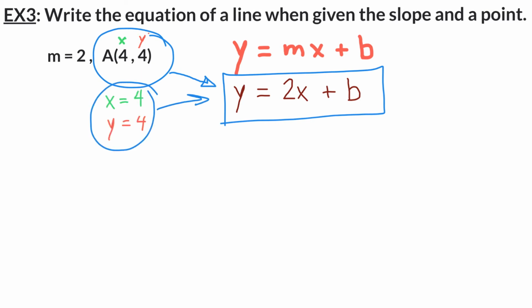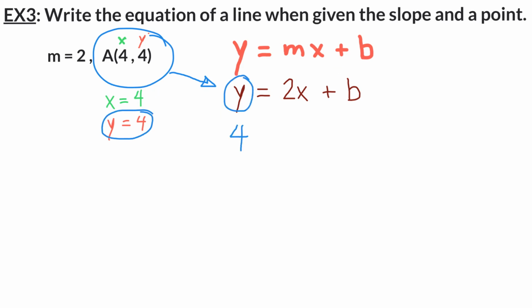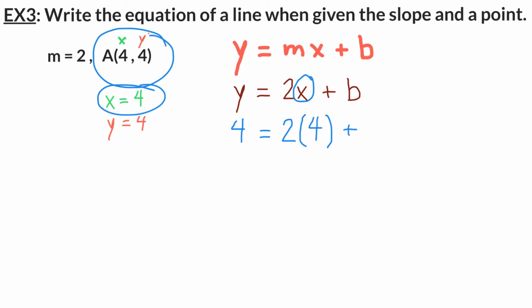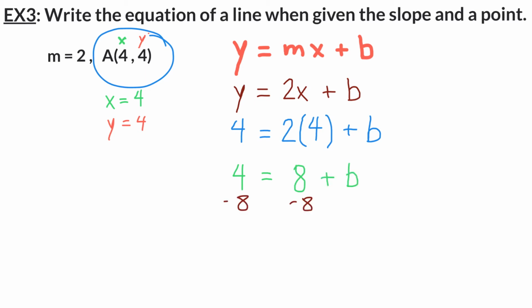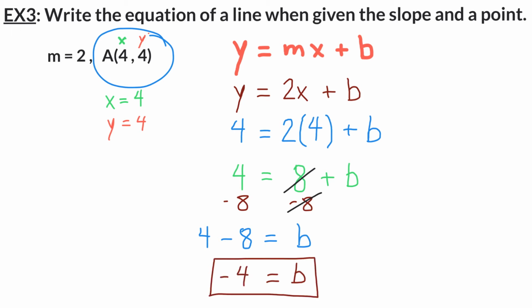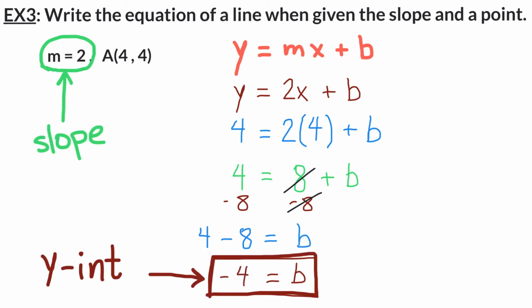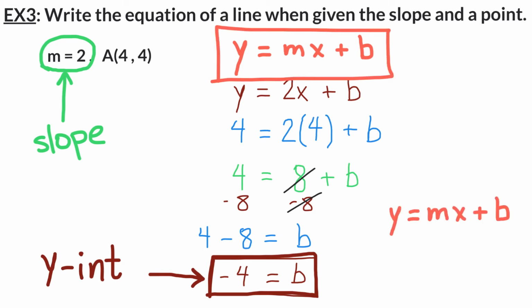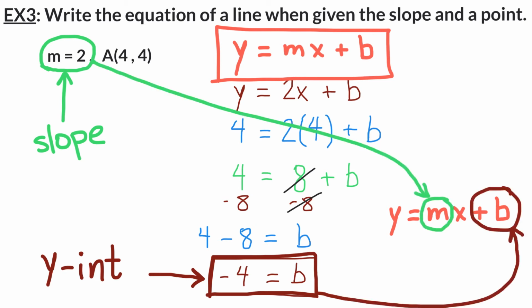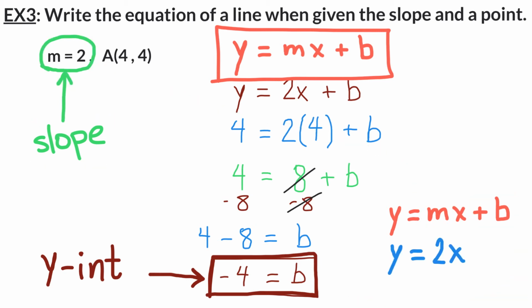When we plug these numbers into the formula, we get 4 equals 2 times x, which is 2 times 4, plus b. Now we get 4 equals 8 plus b. If we subtract 8 from both sides, we will have 4 minus 8 equals b. Therefore, b equals -4. Now we have both the slope and y-intercept, so we can put them into the equation of the line. Therefore, the equation of the line is y equals 2x minus 4.